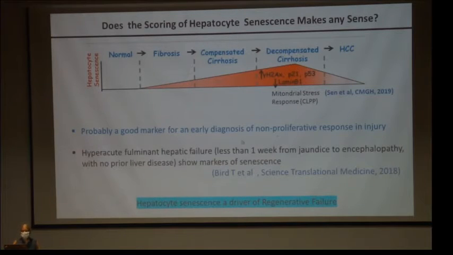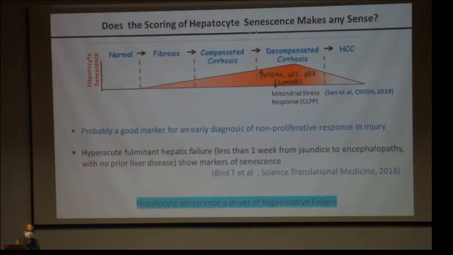There is one recent paper, published in 2018, from a series done by Stuart Forbes's group from the UK. Here they found that in hyperacute fulminant hepatic failure, mostly due to acetaminophen, with less than 1 week from jaundice to encephalopathy and no prior liver disease, as a clinician you can correlate it well, this fulminant hepatic failure shows the markers of senescence. Unlike us, we've used a battery of these markers, they've used just 2 of them, P21 and P16, and this is translational science, translational medicine, a high impact work.